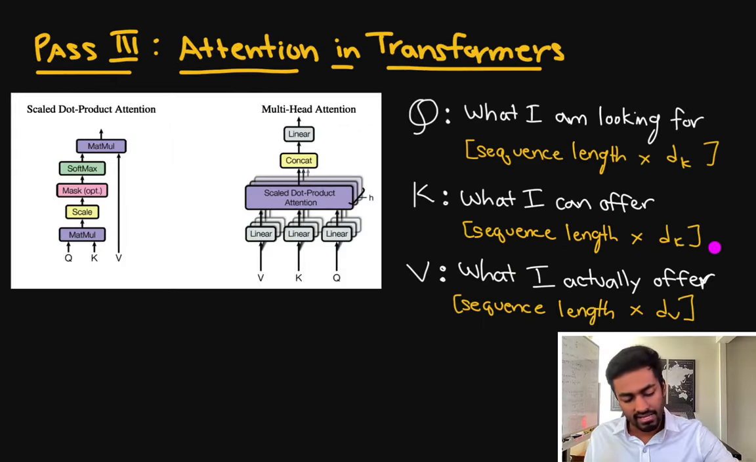Now, the multi-headed attention part in the transformer architecture looks like this from the main paper, but it's pretty confusing, so I'm going to be breaking this down. Essentially, every single word that is input to our transformer is going to have three vectors. We have a query vector, which indicates what am I looking for. We have a key vector, which says what can I offer. And then we have the value vector, which is what I actually offer.